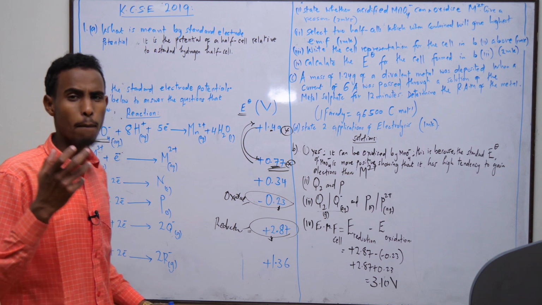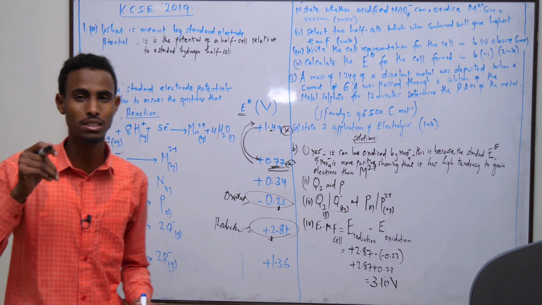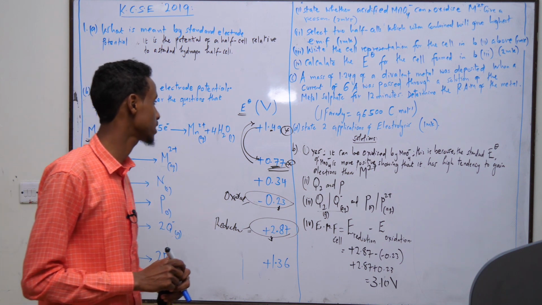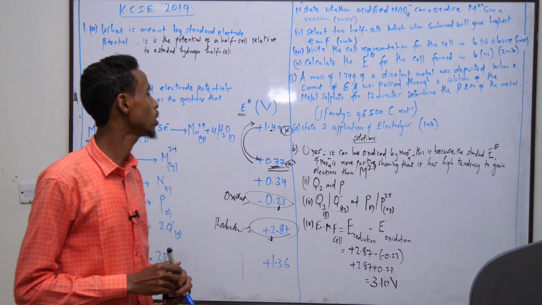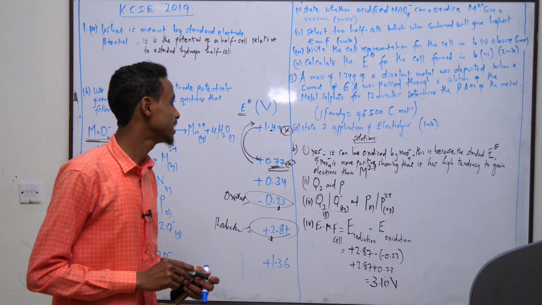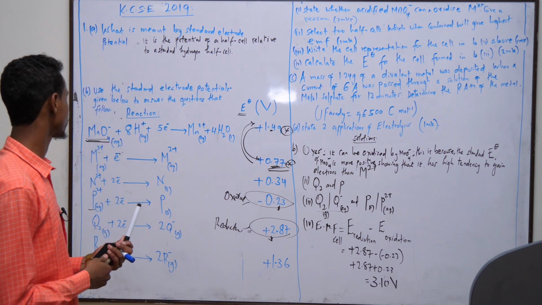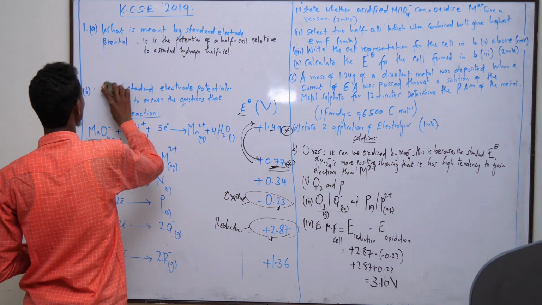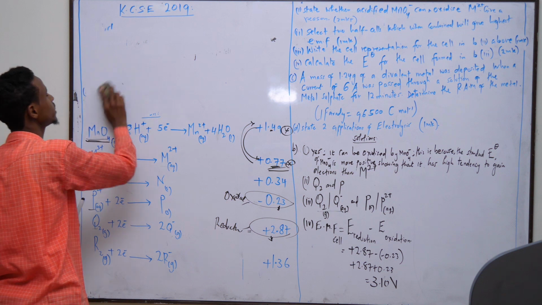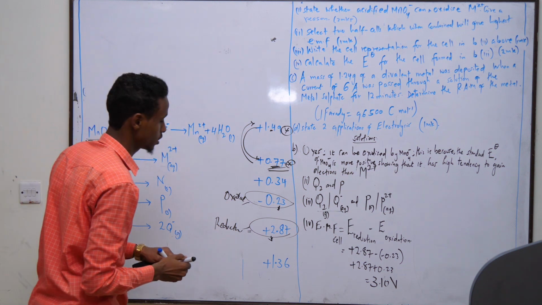We're told a mass of 1.24 grams of a divalent metal was deposited when a current of 6 amperes was passed through a solution of the metal sulfate for 12 minutes. Determine the RAM of the metal. Very good. For us to solve that question, the first thing we need to get is the charge Q.